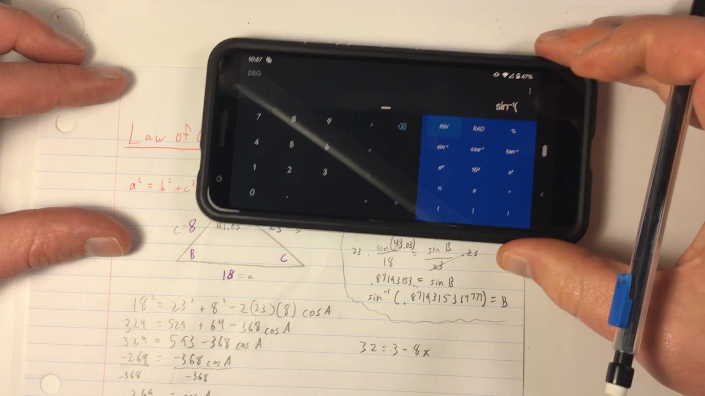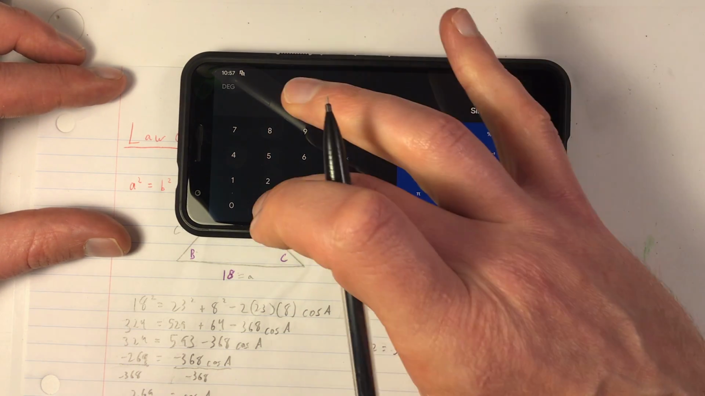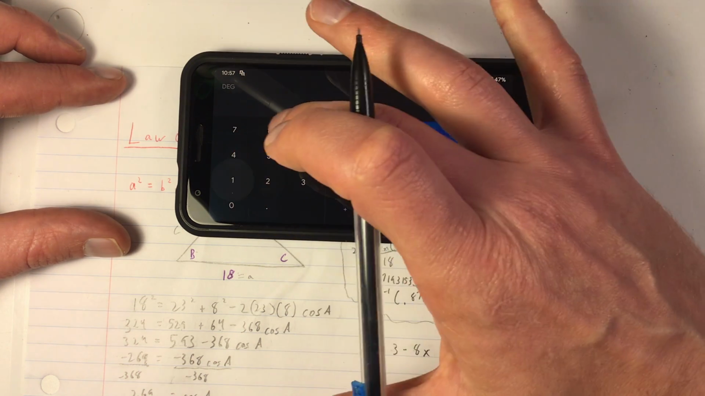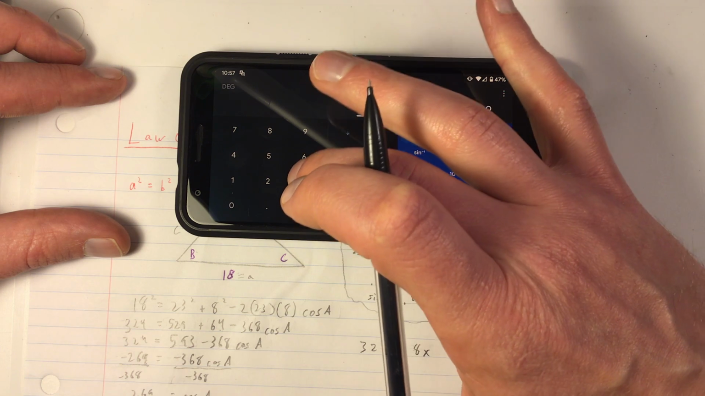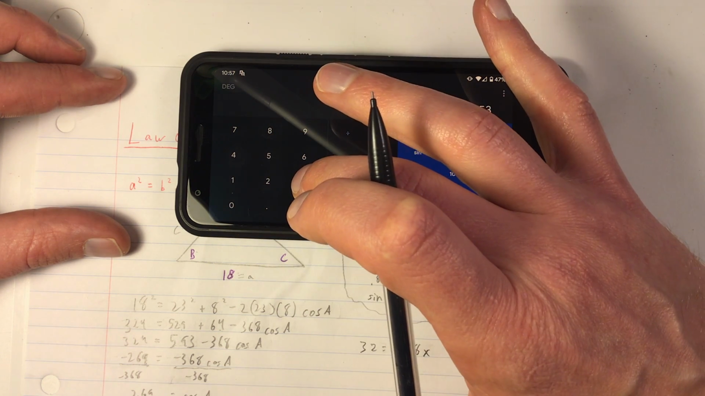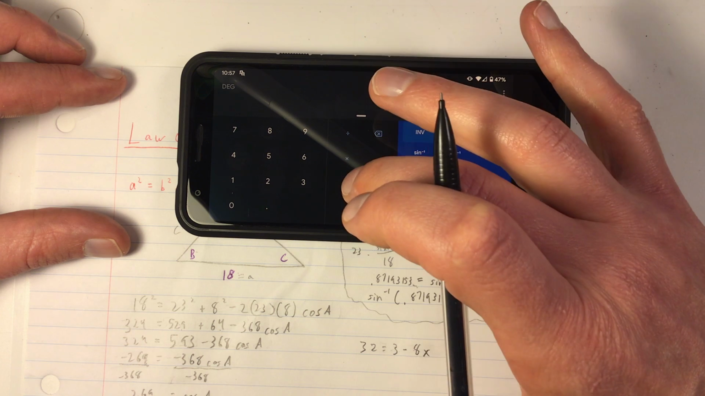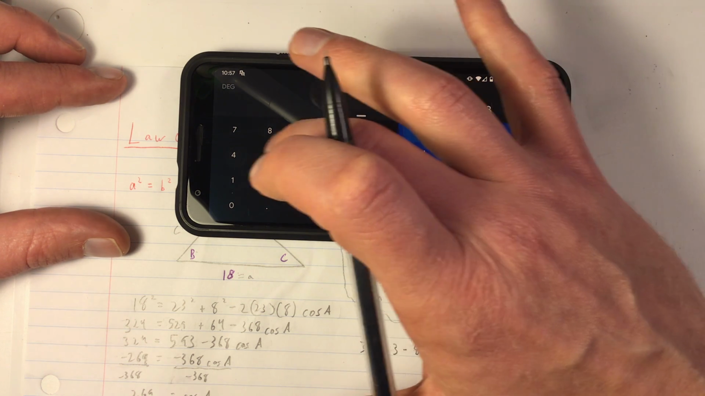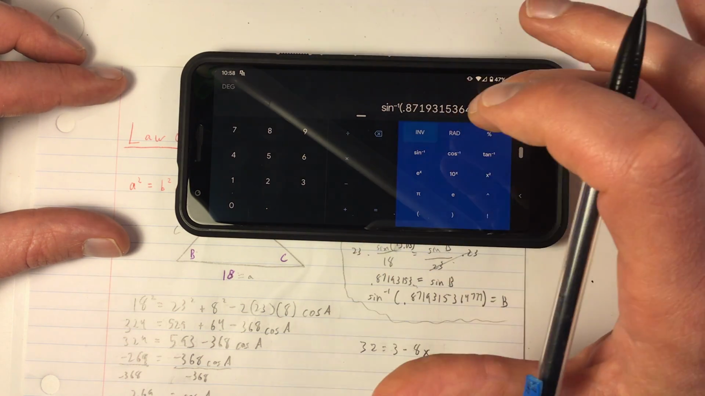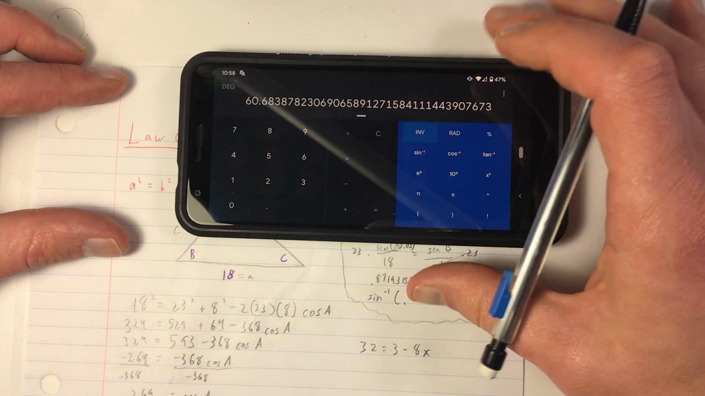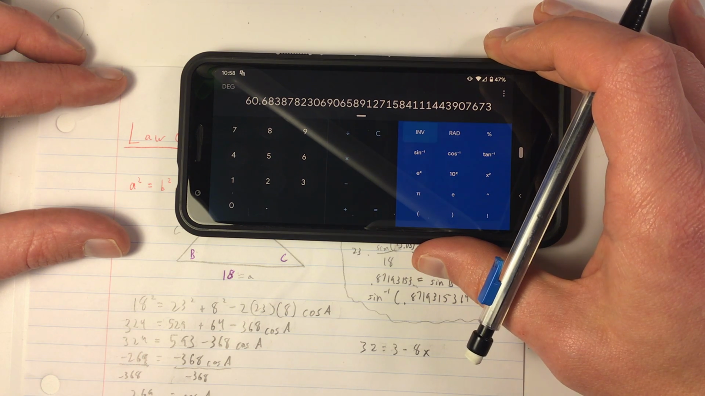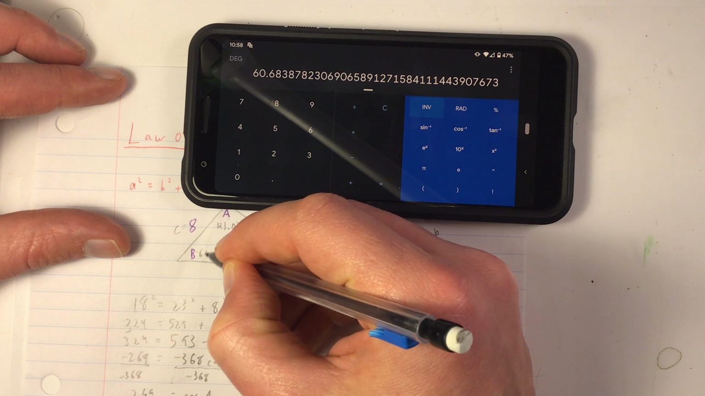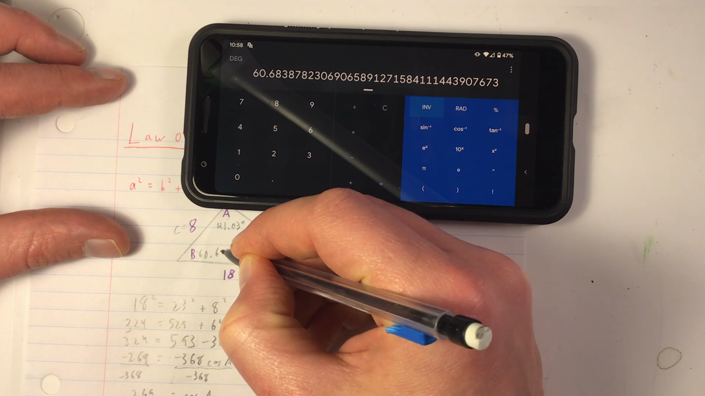So the arc sine of 0.87193153. I can't remember if that's the 6 or 4. 64777. We'll hope that's right. 60.68 degrees. So angle B is 60.68 degrees.